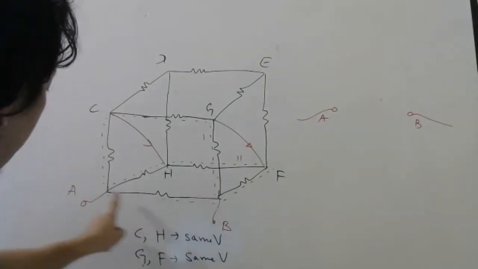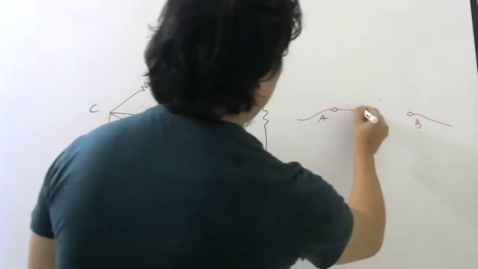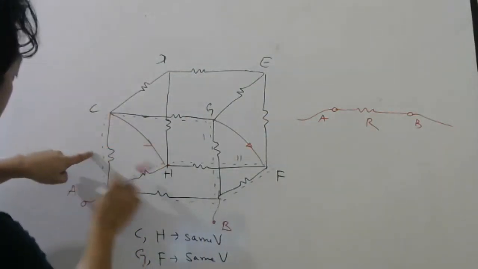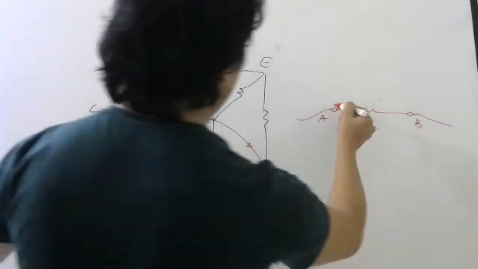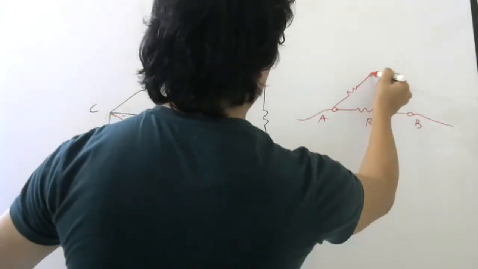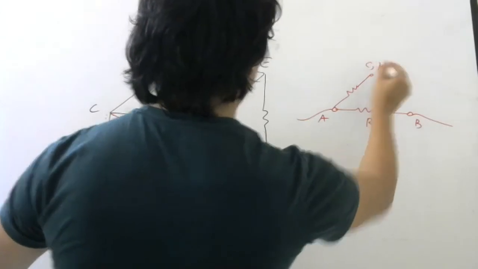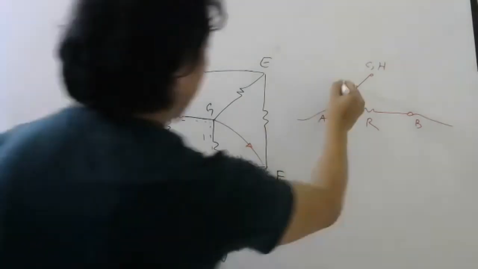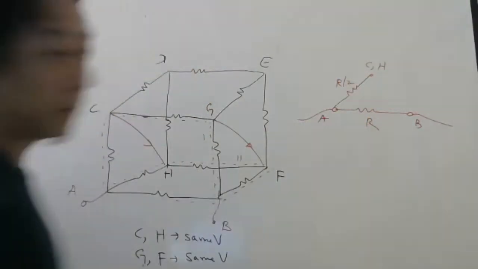So between A and B, right? This will be unchanged, right? This will be R. So this will be R. Now, when I put this point there, this and this will smash to one another. So this point will be C comma H. C and H will be the same point, and these two will be replaced by R by 2.